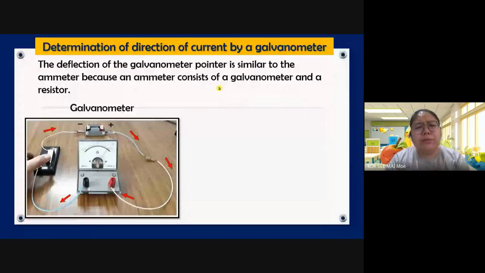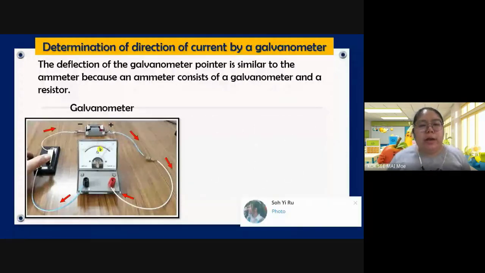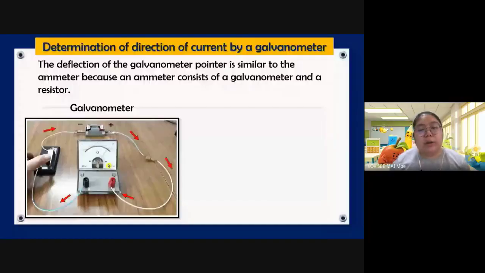From here, we need to know the characteristics of the galvanometer. First, it starts from 0 at the center. Just now I told you that the center is 0. If the pointer moves to the right-hand side, that is the positive side, and the other side means negative. One thing you need to know, look at the diagram first. We have the battery, and the battery must start from the positive first.